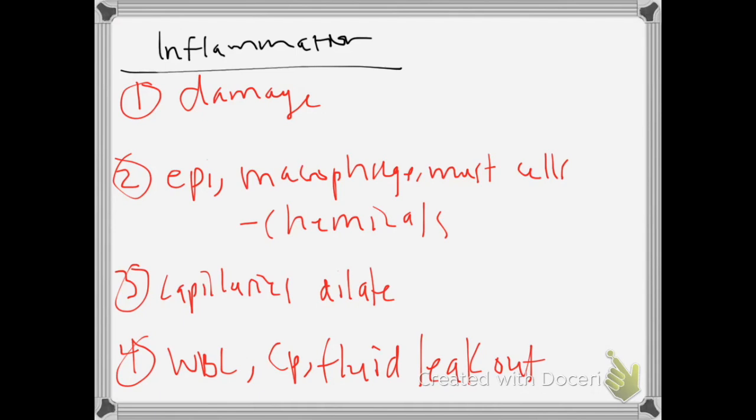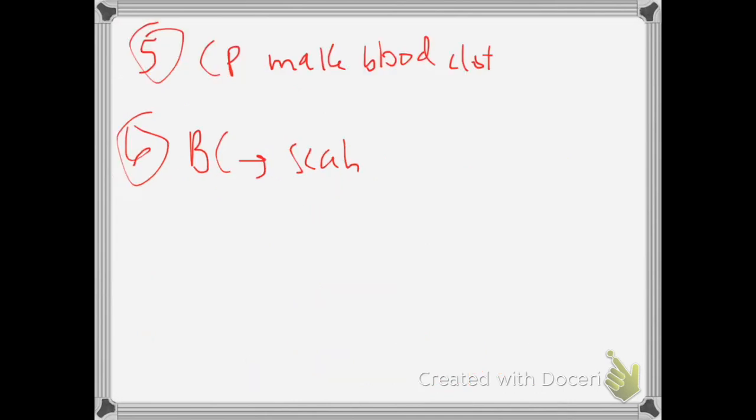So the damage is going to cause these epithelial cells, these mast cells, and macrophages to release these chemicals. All right, these chemicals are going to cause the capillaries to dilate. That's going to allow more blood flow to the site of damage. This is a local dilation, not systemic, so you don't get blood vessels dilating throughout the whole body, just where this damage occurs. So as more blood flows in, that means more white blood cells and clotting proteins.